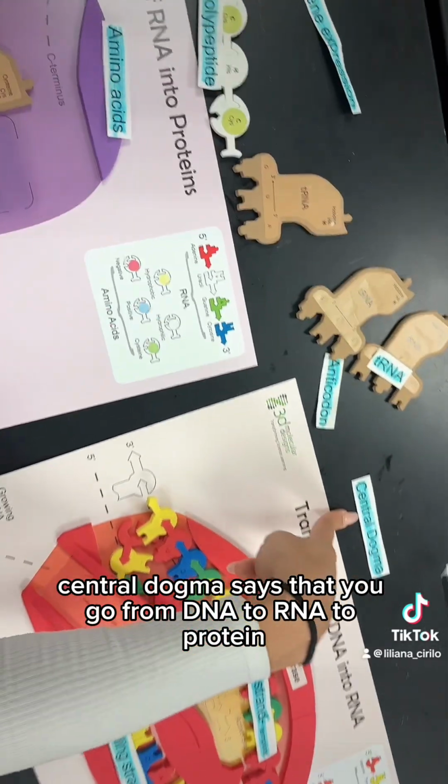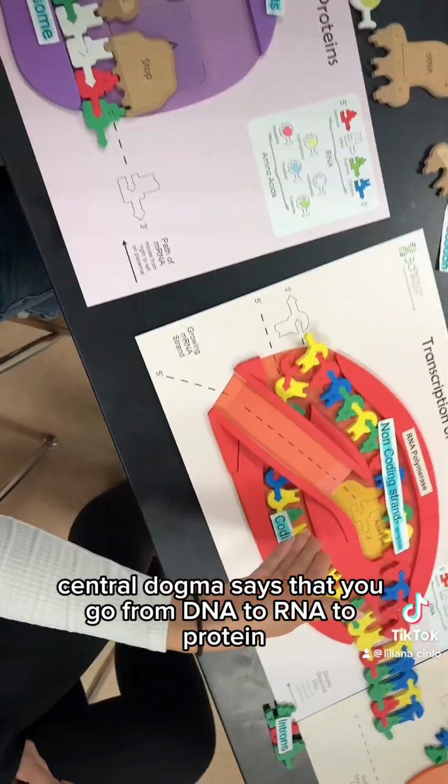Central dogma says that you go from DNA to RNA to protein.